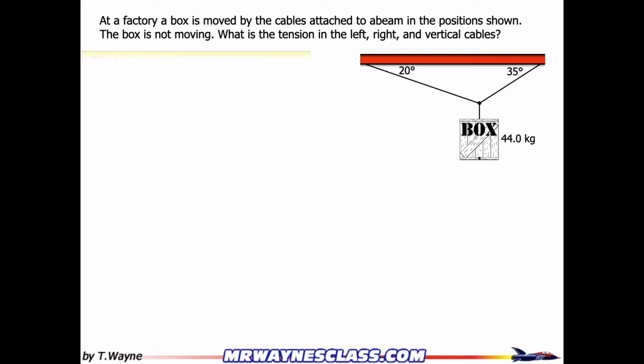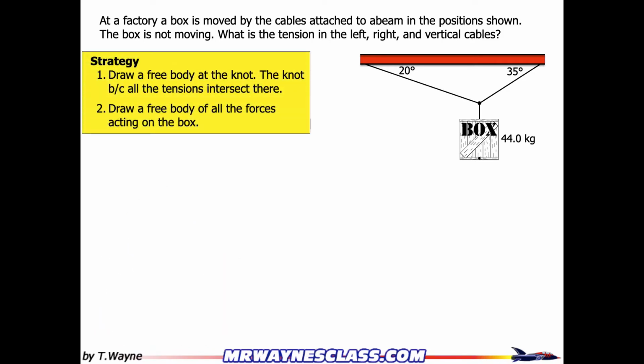Okay, so what's my strategy? I'm going to draw a free body diagram with the knot, and I'm going to draw a free body diagram with all the forces acting on the box. So here's my dot for the box. It's got tension going up, and then it's got mg going down. That's all I've got on the box. No surface, no friction, no acceleration, nothing interesting. Just a rope and gravity.